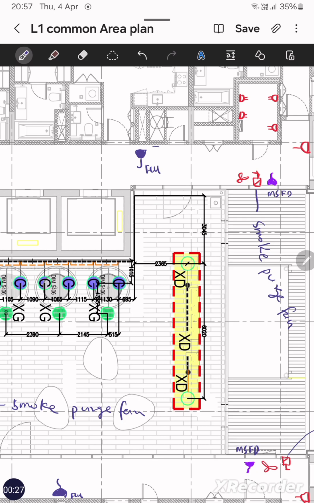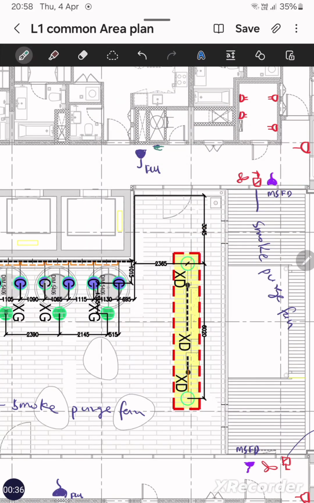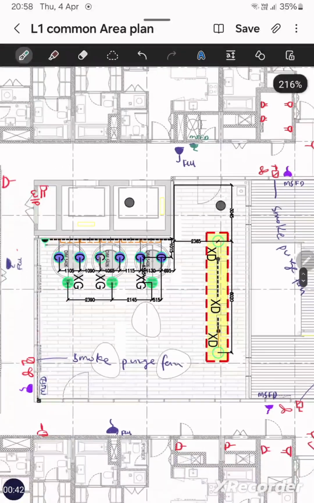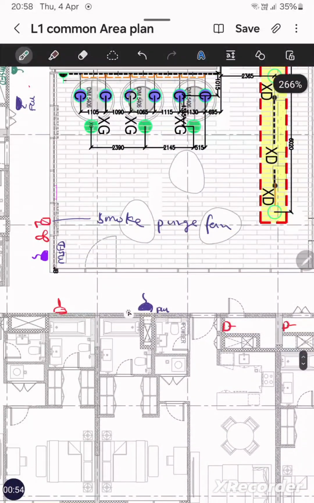So there will be a damper that will close during the fire. So we have to put one spur outlet for MSFD where there is a fresh air duct. So we have in this shaft also, so there will be one spur outlet MSFD, and here in this shaft there will be one MSFD. Hope you are clear now.